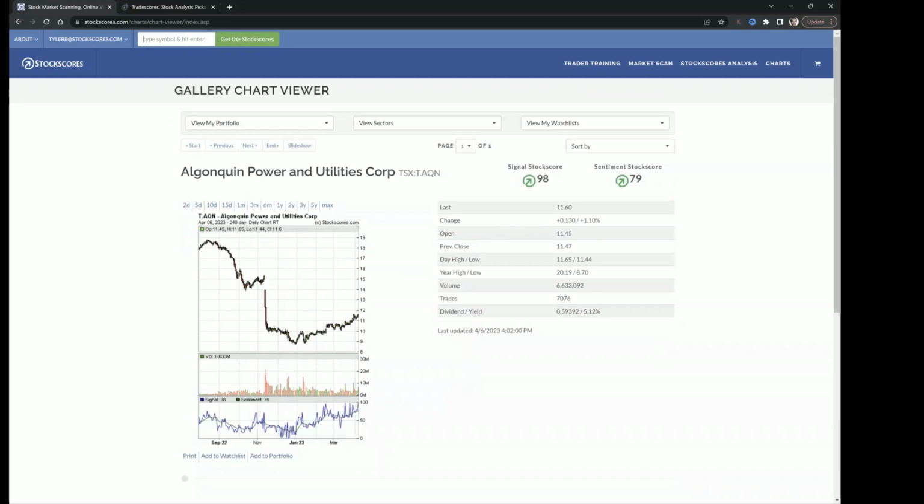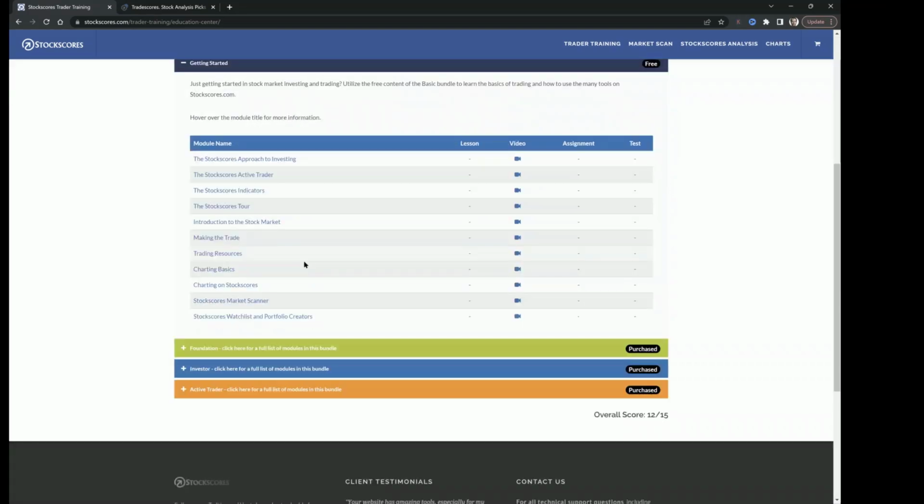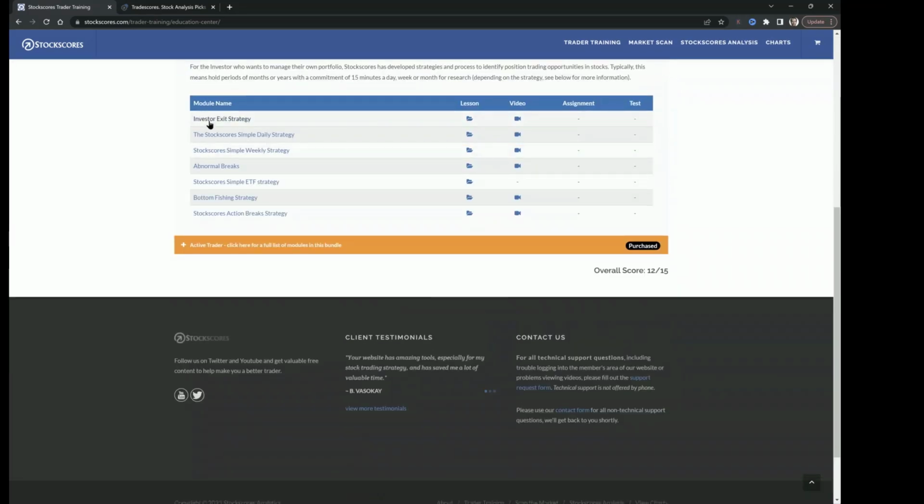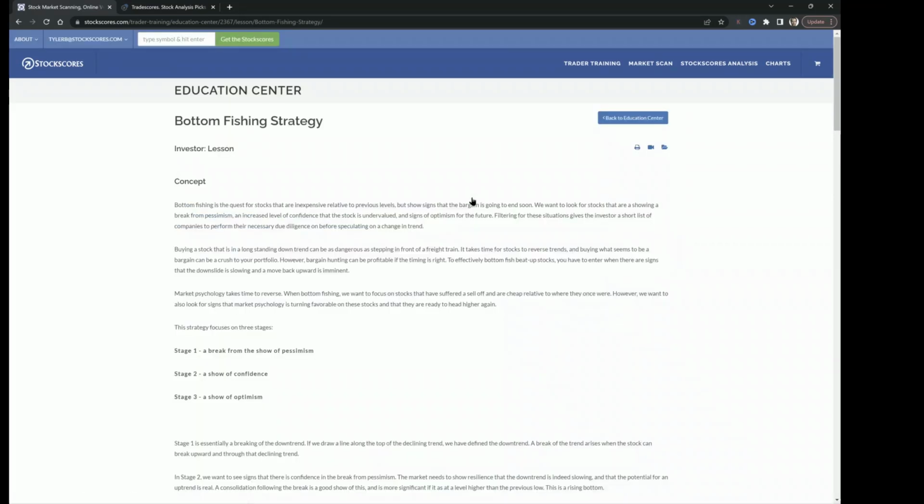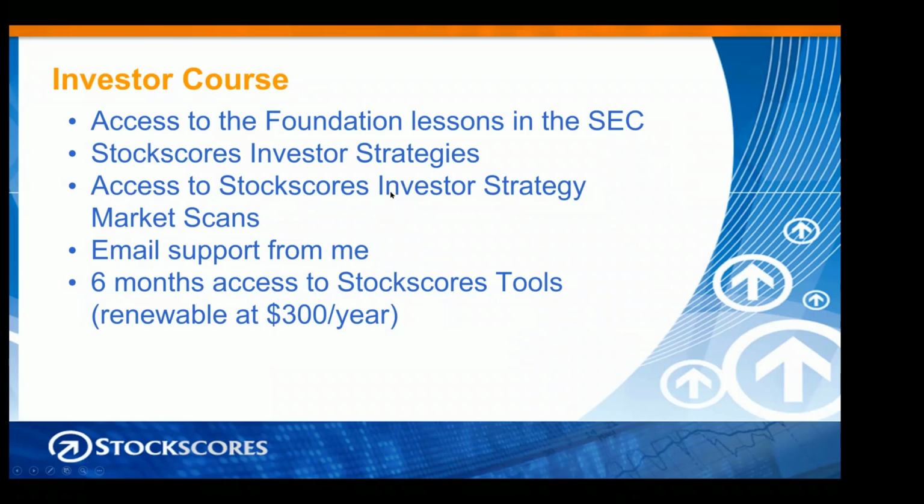Now, if I wanted to learn that strategy, what the rules are, I go to Trader Training, Education Center, go down to the investor section, find bottom fishing, click on this, and I can read all about it. So they all connect to one another. So that's the investor course.